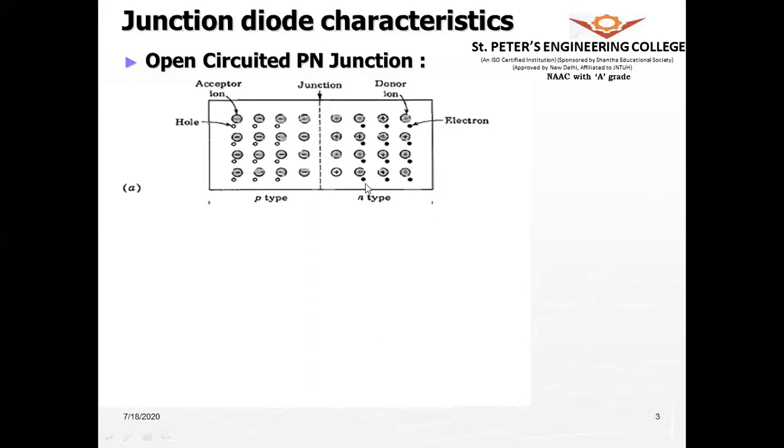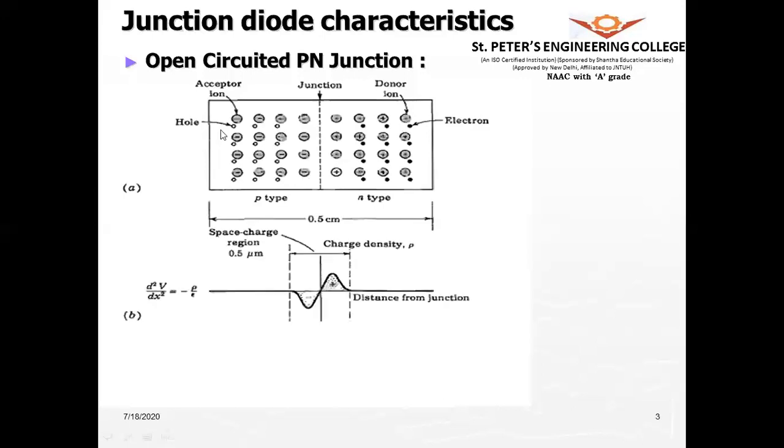Similarly, in the n-type, we have excess electrons, so we call these donor ions because they have, in this case, one electron in excess. The PN junction will be formed when the p-type and n-type semiconductors are joined. We are looking at semiconductor material of p-type and n-type, which is of size, let's say here, 0.5 centimeter.